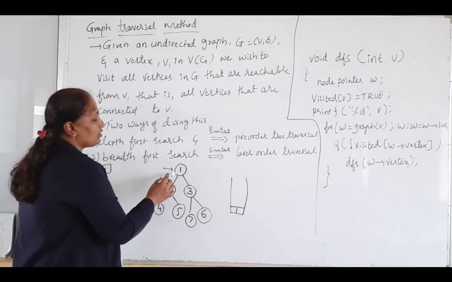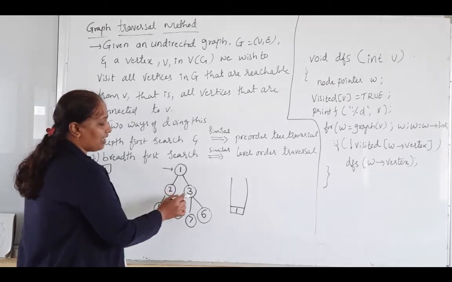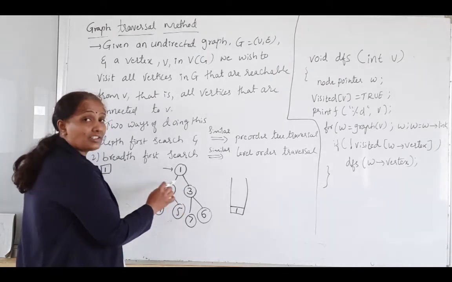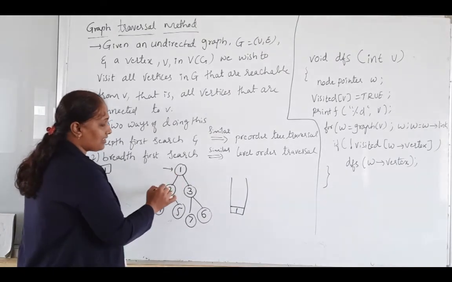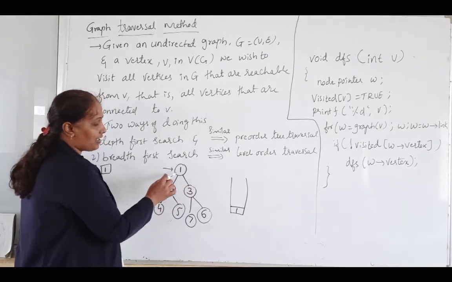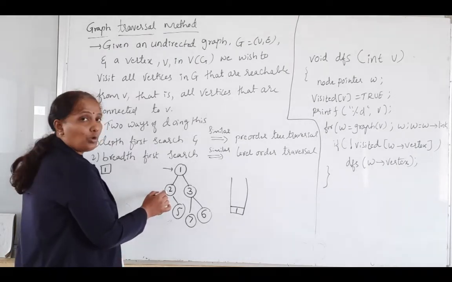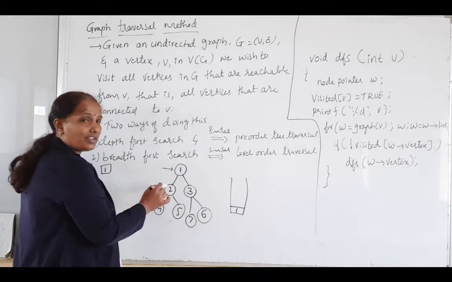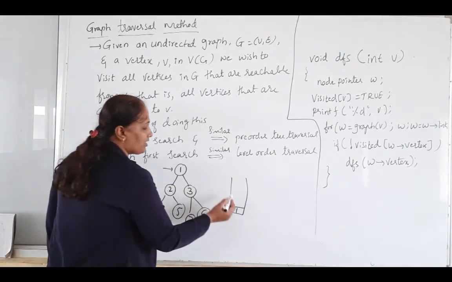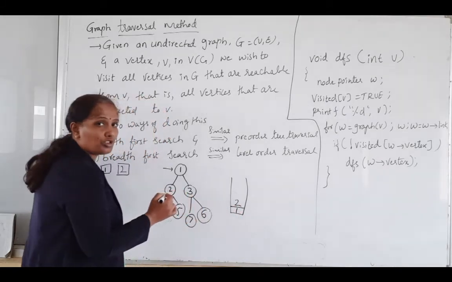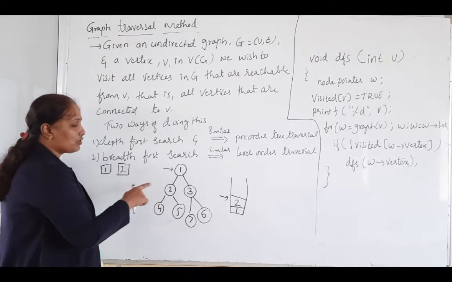Next, for this vertex 1, what are the connected vertices? 2 and 3. 2 is not visited and 3 is also not yet visited. So which one are you going to visit first? As I said, if more than one vertex is connected, you visit the vertex which comes first in the order. So based on that, I am going to visit vertex 2. I will make 2 a visited vertex. Once I visit it, I push that in the stack. What is the top of the stack element here? 2.